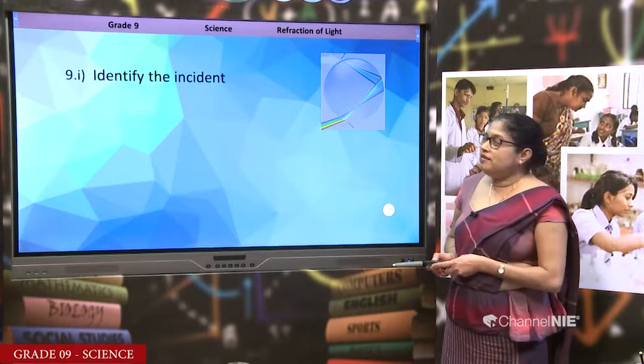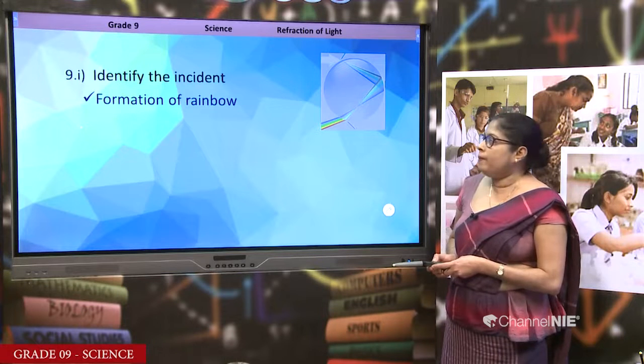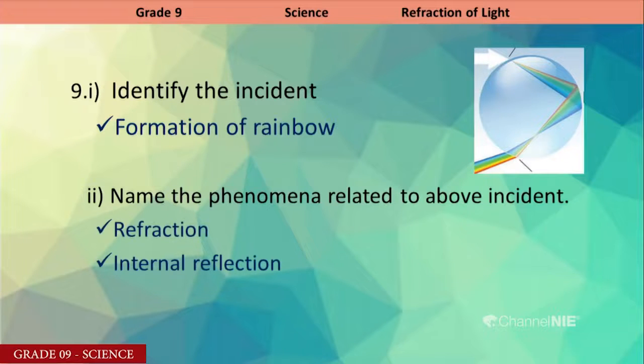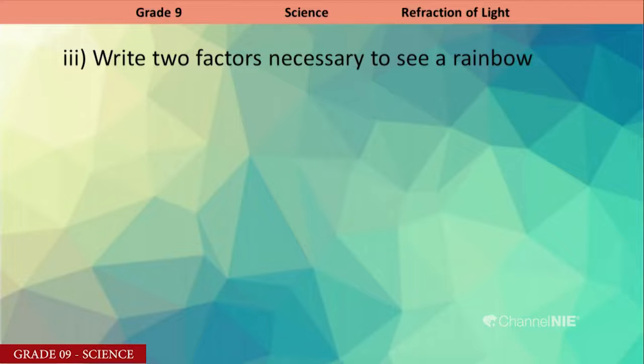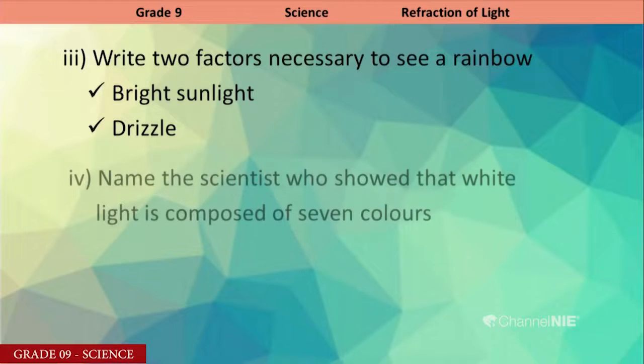Identify the incident. So, this is the formation of a rainbow. Name the phenomena related to the above incident. So, the answer is refraction and internal reflection. Write 2 factors necessary to see a rainbow. You know the bright sunlight and drizzle should be present to see a rainbow.